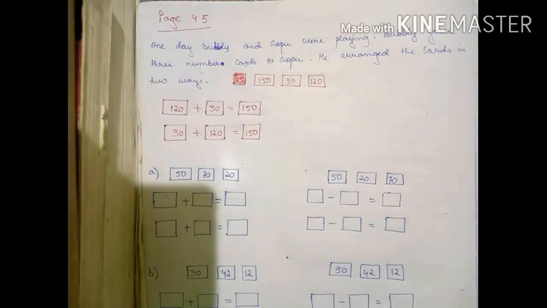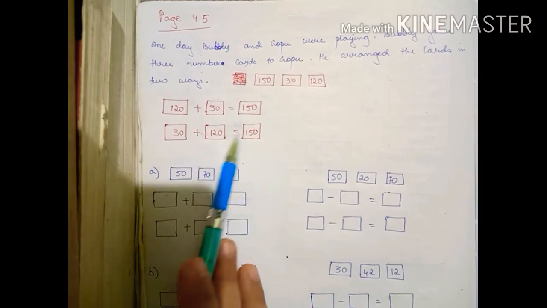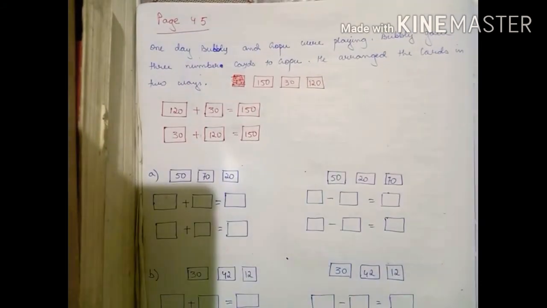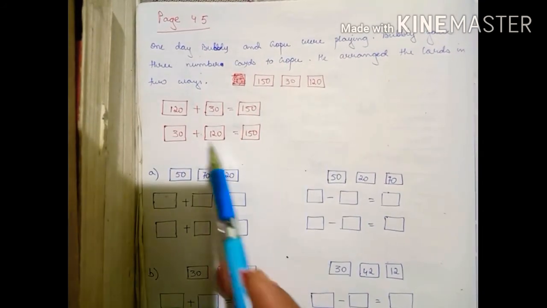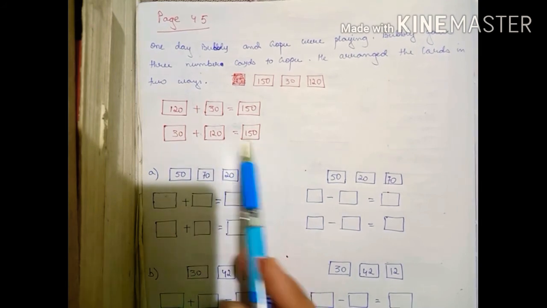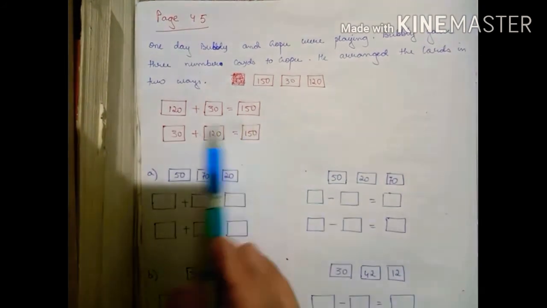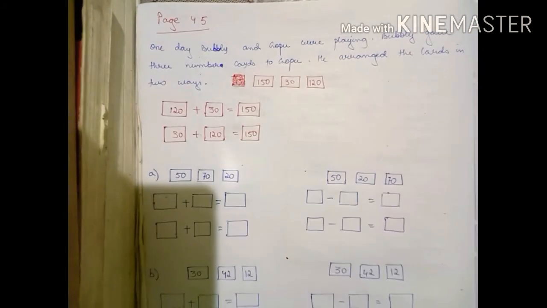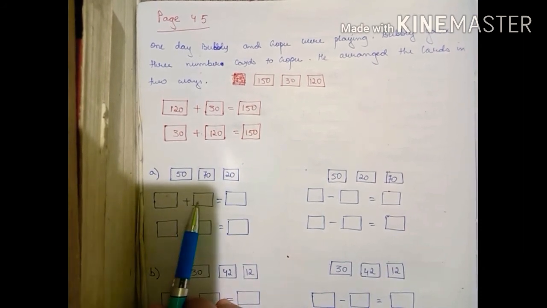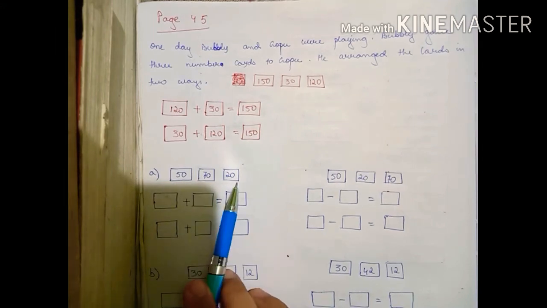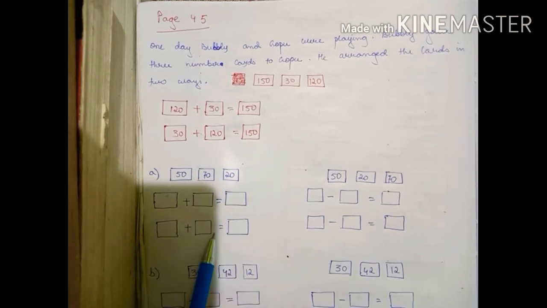You can use only these 3 cards because only these 3 cards were given to Gobu, and they arranged them in this way. In 2 different ways they have solved using only these 3 number cards. 120 plus 30 gives 150. 30 plus 120 gives 150. So using only these 3 cards, they have solved in 2 different ways, and that's exactly what we have to do here. Here you can use only these 3 numbers to solve in 2 different ways.